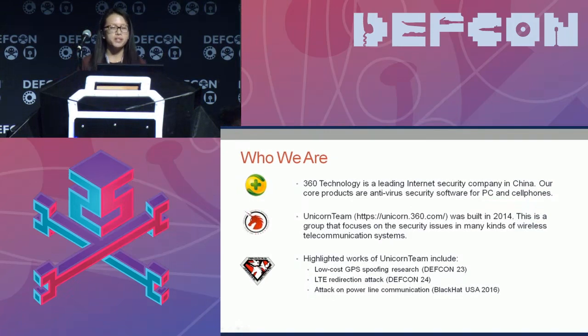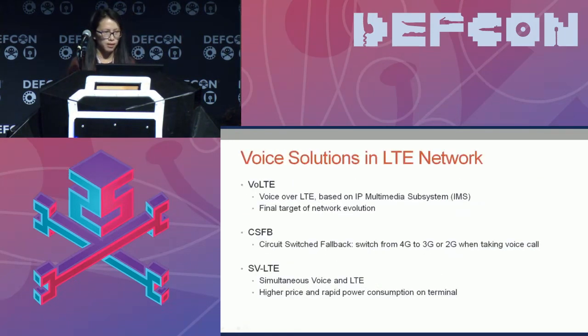Okay, so what is CSFB? Now let me briefly introduce the voice solutions in LTE network. As we all know, different from 2G and 3G, in LTE network the circuit switch was removed, and only packet switch is left. So now there are mainly three solutions for voice in LTE. The first one is VoLTE, voice over IP. This is the final objective for the network evolution.